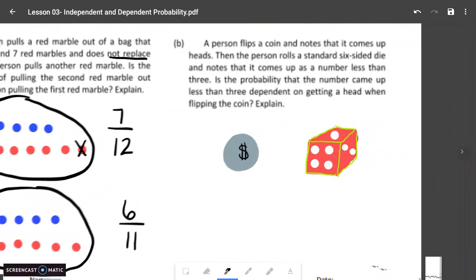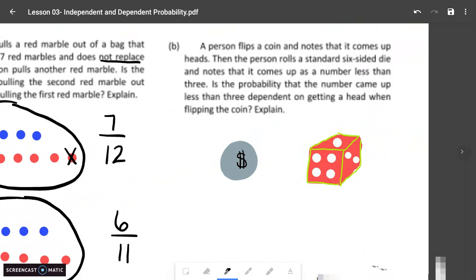Now, if I go over to B, we have a person who's flipping a coin and notes that it comes up as heads. Then the person rolls a standard 6-sided die and notes that it comes up as a number less than 3. Is the probability that the number came up less than 3 dependent on getting a heads when flipping the coin? Well, no.